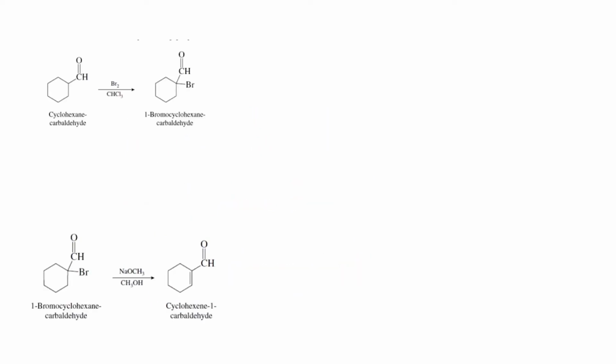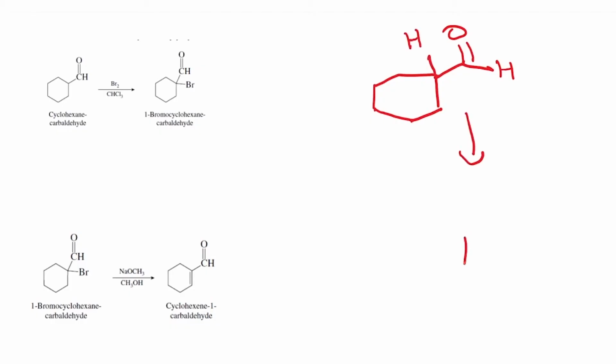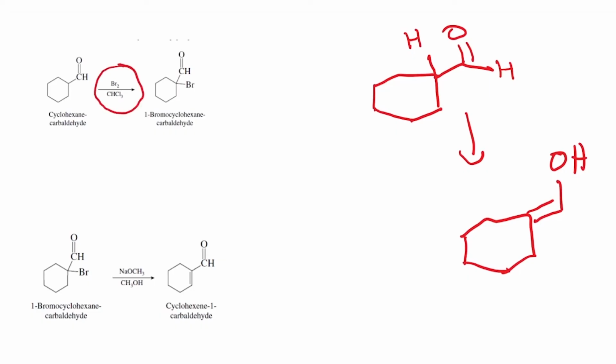So for the first part of this question, what we can think about is the alpha hydrogen that is present. And we all know bromination can be achieved through Br2 and chloroform. So what you can propose is that you have an enol, and then this enol undergoes bromination to give you the product. So that is pretty straightforward. So the reagents here are Br2 and chloroform.